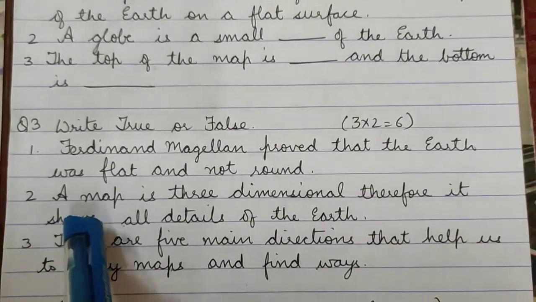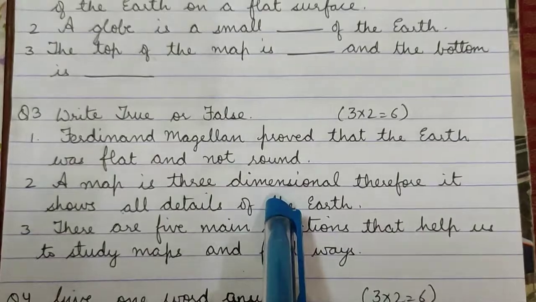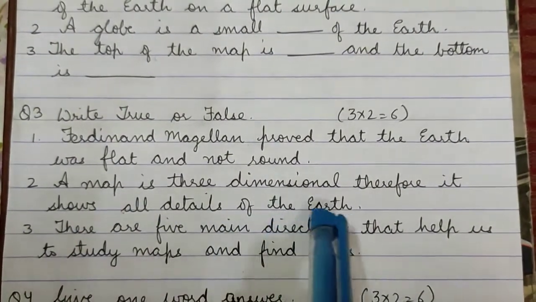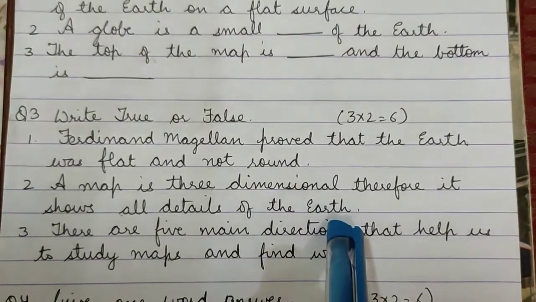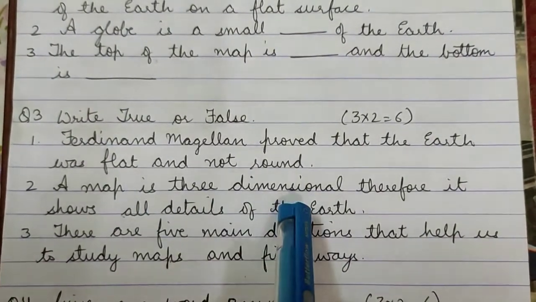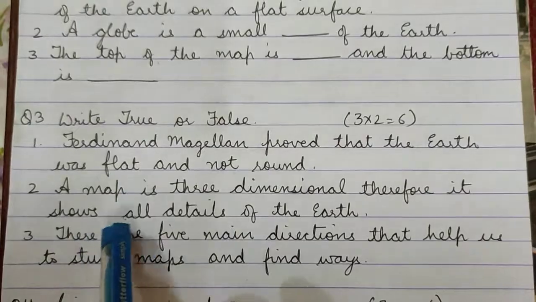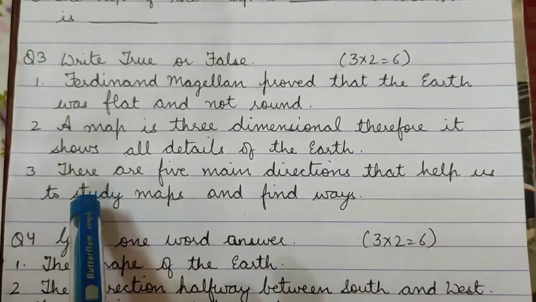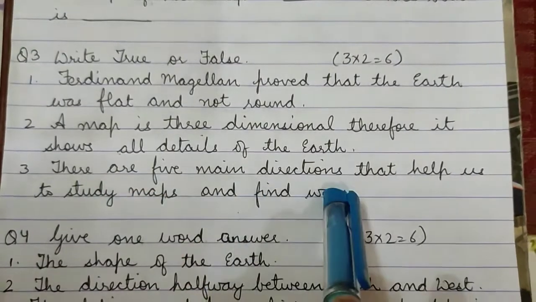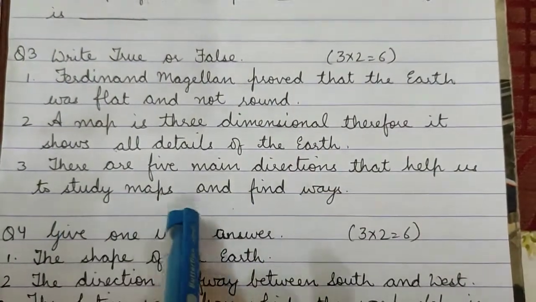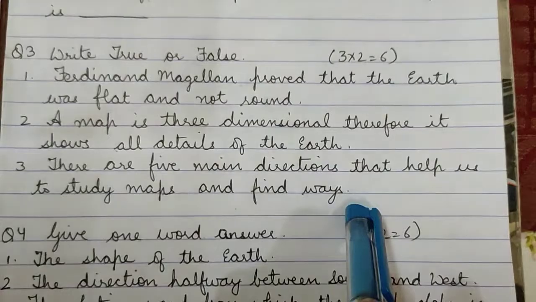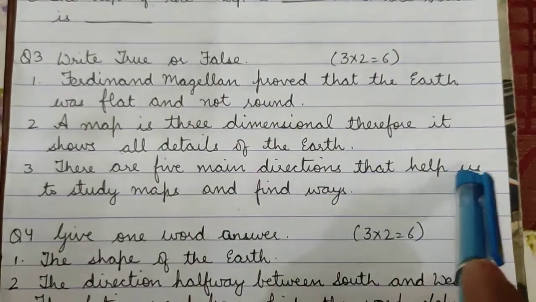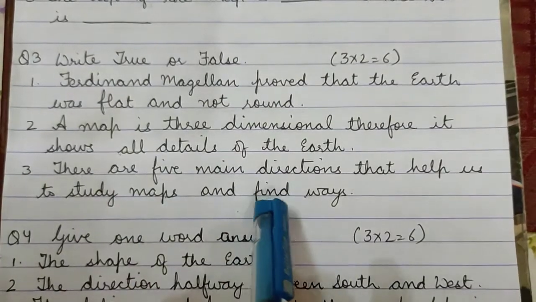Second is, a map is 3-dimensional, therefore it shows all details of the earth. Number 3 is, there are 5 main directions that help us to study maps and find ways.